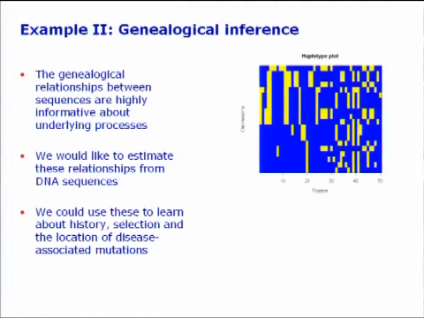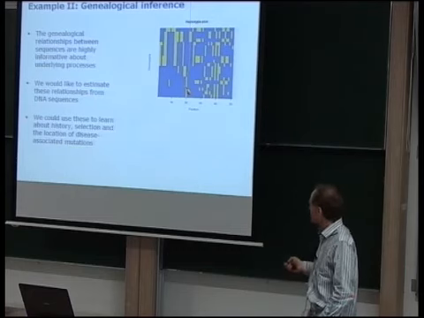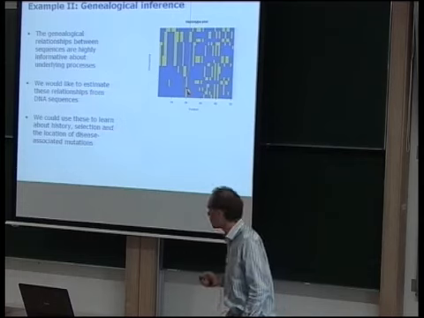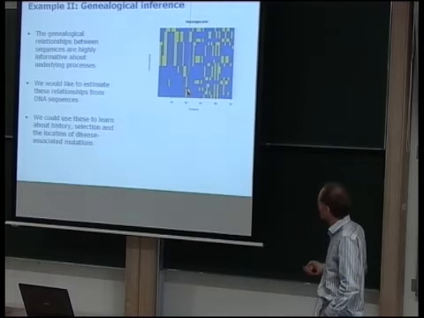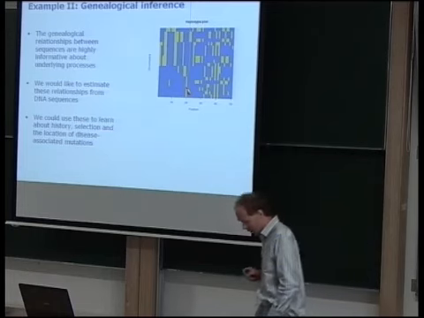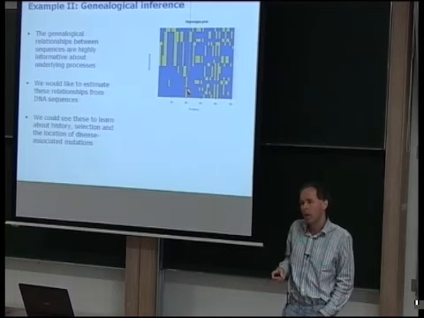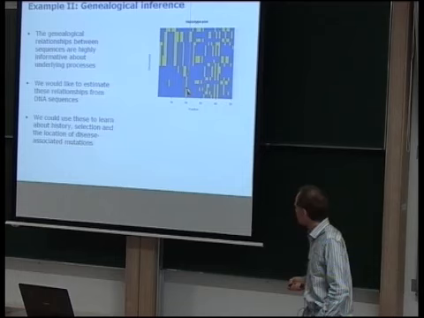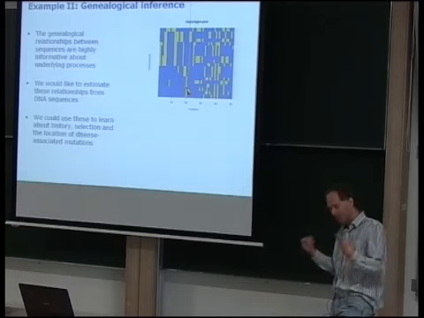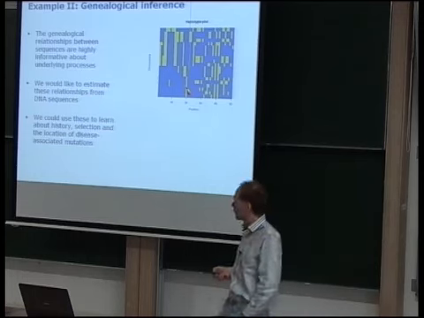So we'd actually like to know what the genealogy is of the human species, without obviously trying to go back through records to do that. Rather than go back through parish records, which only go back a small period of time, we'd like to estimate these relationships from DNA sequences, reconstruct history going back hundreds of thousands and even millions of years. And then we could use these estimated relationships to learn about diverse processes.